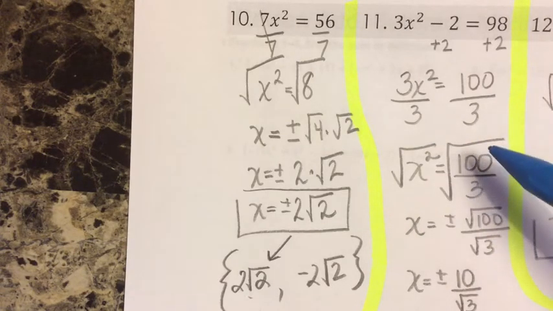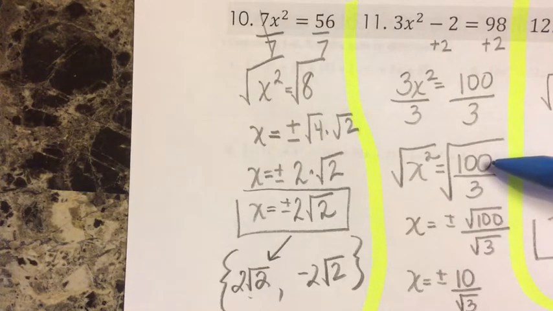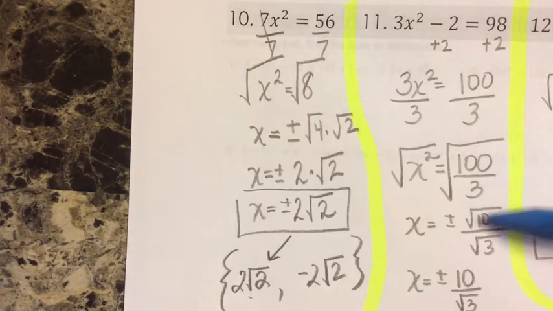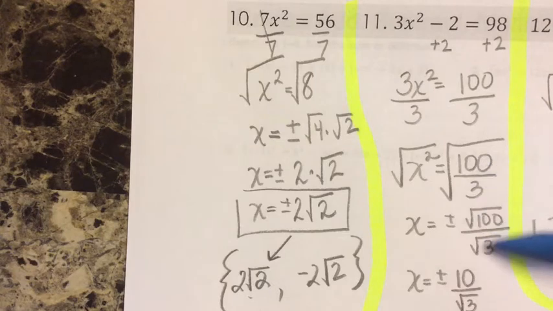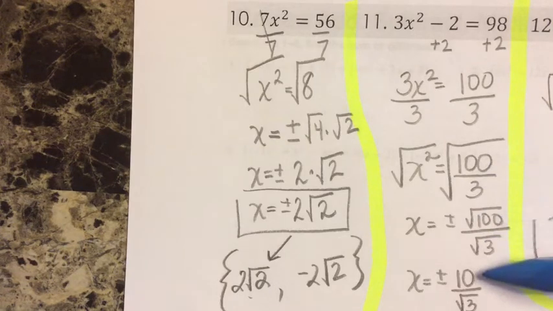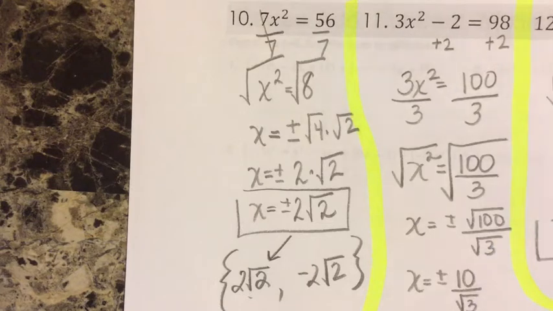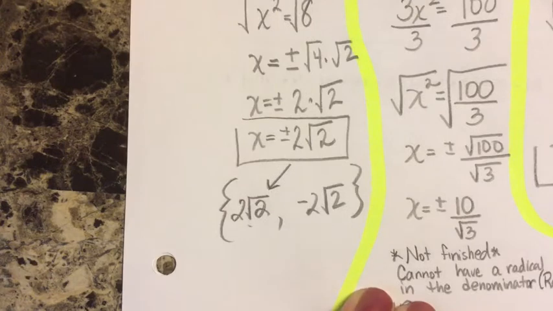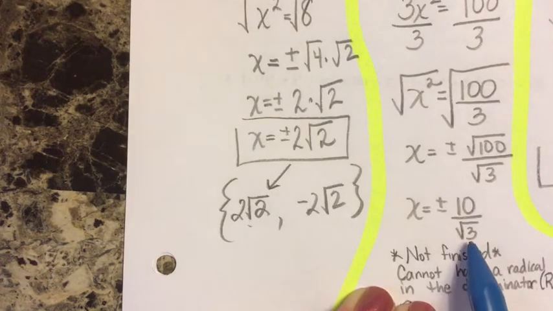When you have a fraction, you want to separate that radical. You want to put a radical in the numerator and a radical in the denominator. These are equivalent. 100 is a perfect square, so the square root of 100 is 10, and then I have the square root of 3 in the denominator. Now, looking at what I have written, this is not finished, technically. You cannot have a radical in the denominator. You can't have an irrational number in the denominator.